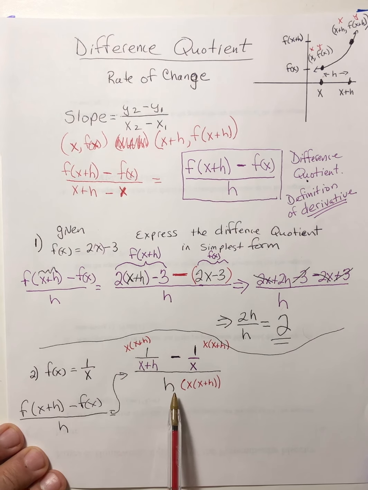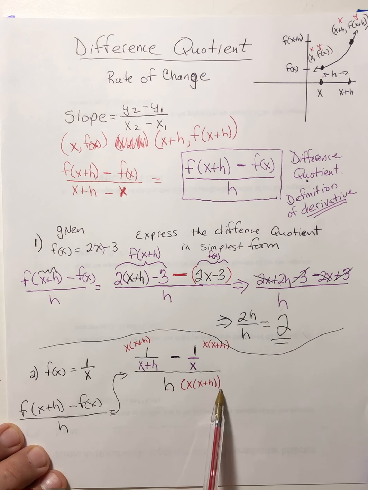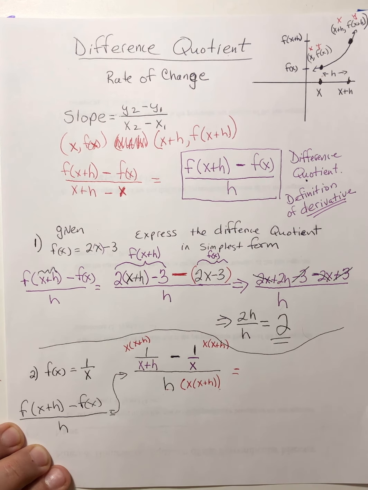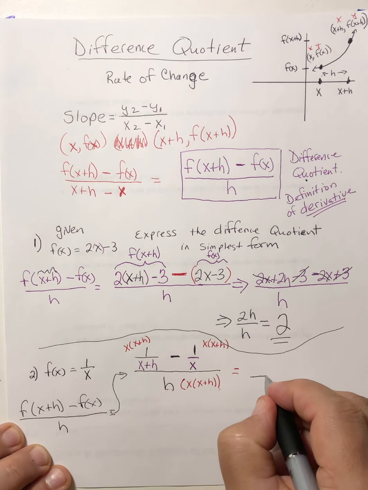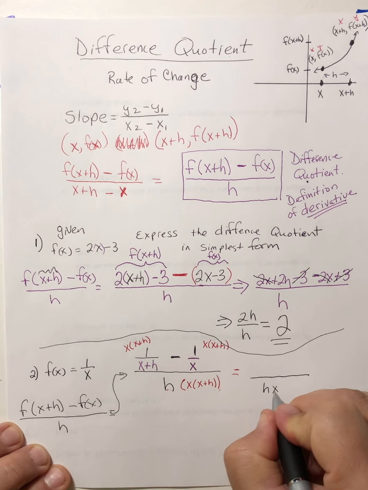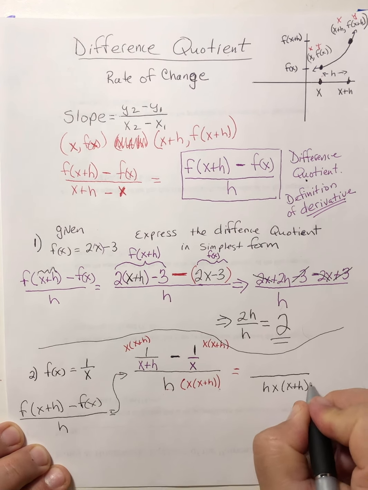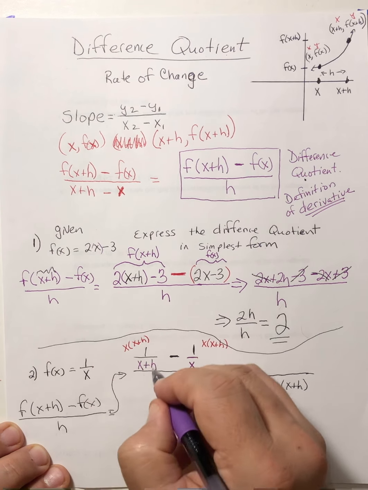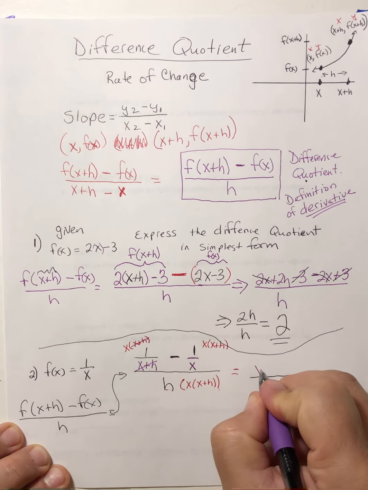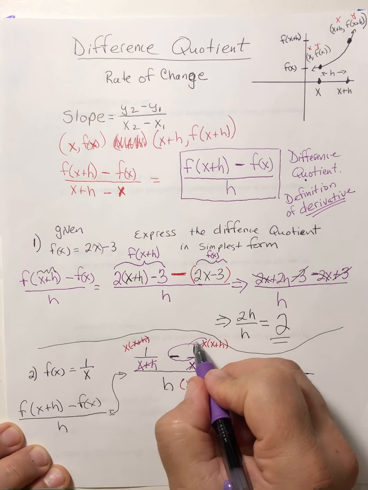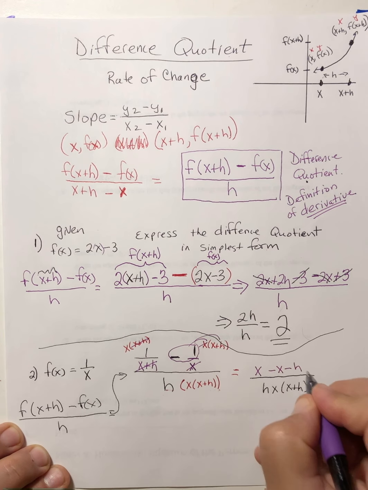Okay. Now, I am not going to distribute the bottom. I'm actually going to leave the denominator exactly the way I see it. I'll just make it look a little bit prettier. So I'm going to write alphabetical order, h times x, and then x plus h. I'm not going to distribute this out. You don't want to. You'll just make your work harder for yourself. All right, now the top. What happens with this and this? Gone. So I'm left with 1x. What happens with the x's here? Gone. Now you're distributing a negative 1. So minus x minus h.